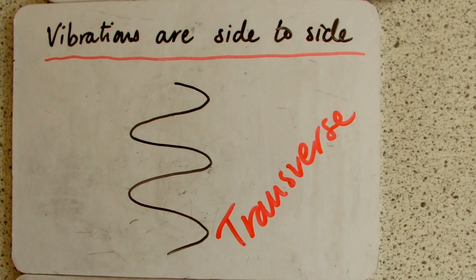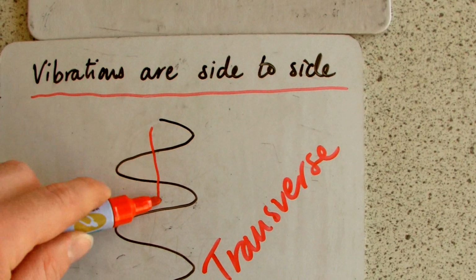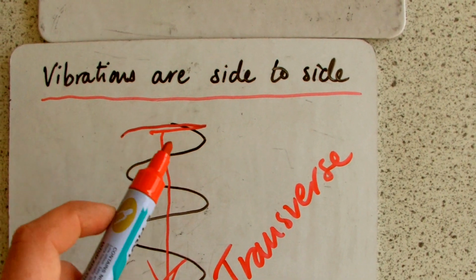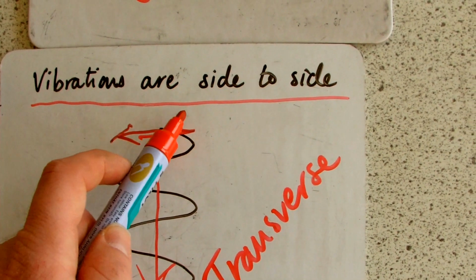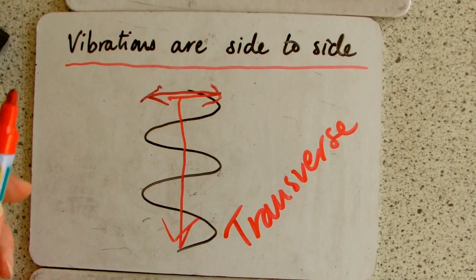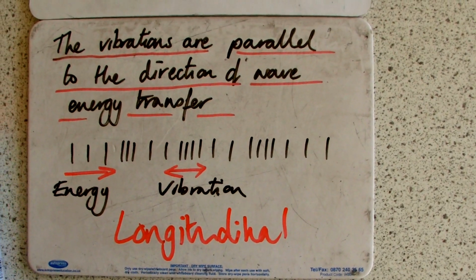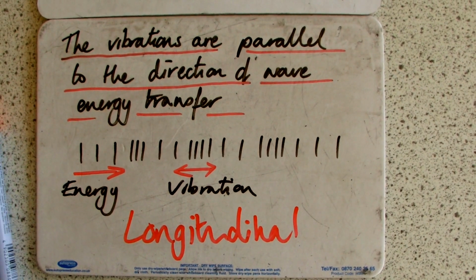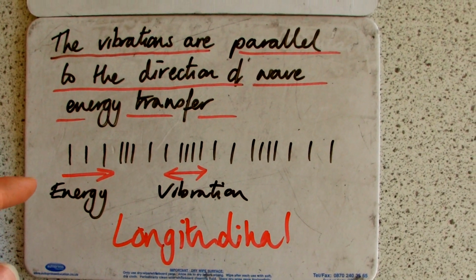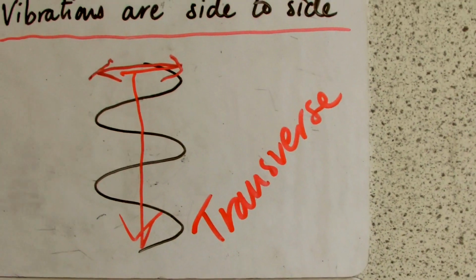This one, however, even though the vibrations are side to side, is actually a transverse wave, because the energy is moving downwards and the vibrations, the oscillations, are at right angles to that. So to define a transverse wave, you would say the vibrations are perpendicular to the direction of energy transfer. And this is the correct definition of a longitudinal wave. If you're asked to draw a diagram of this, you're going to need to include these labels. The key is direction of the energy, direction of the vibration, in distinguishing between your longitudinal and your transverse waves.